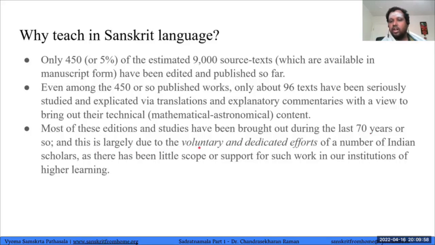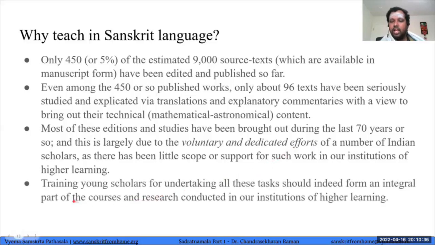And this is largely due to voluntary and dedicated efforts. Nobody gave the people who did this work and translated these works a job or funding and said, please do it. They all did it out of their own interest, in their own time. And for a number of Indian scholars, there's little scope and support for such work in institutions of higher learning. Most of the higher learning institutes in India do not give a lot of funding for this. So we should be very fortunate for those people who did their work voluntarily and with dedication, over the past 70 years.